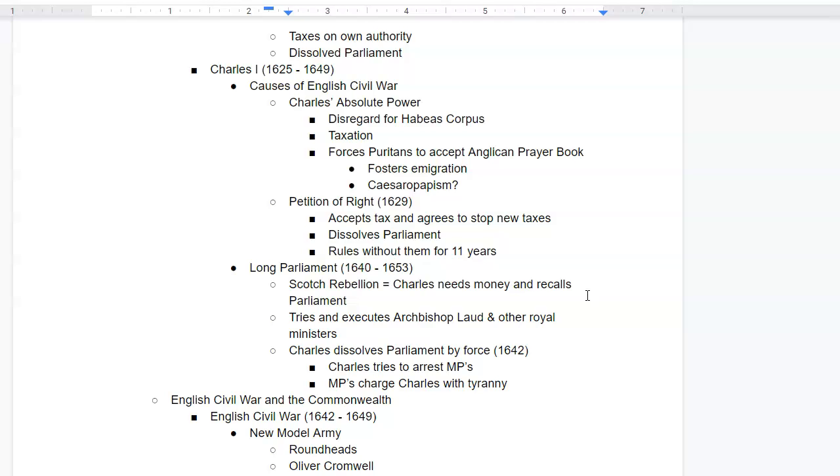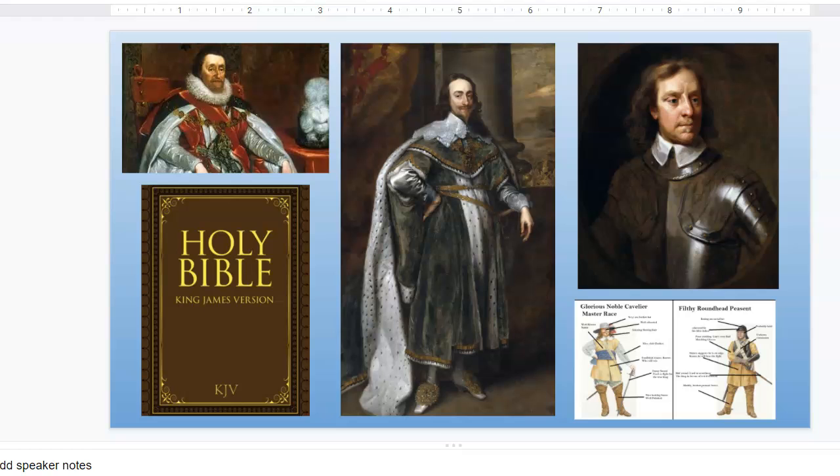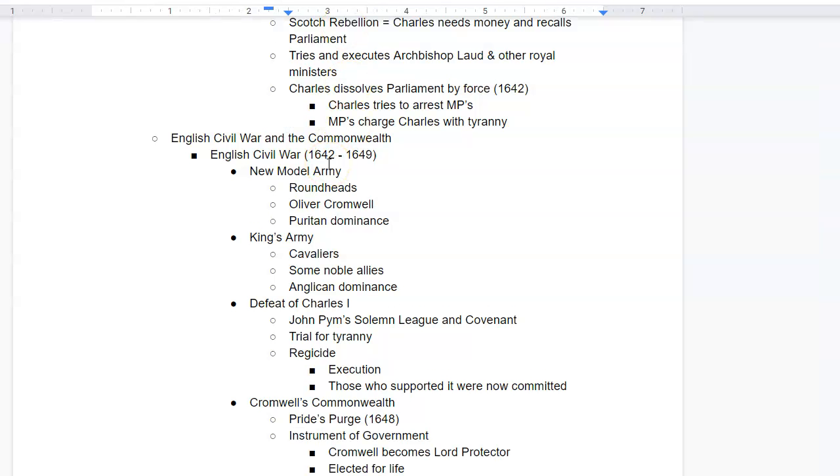So finally, he sends troops in to arrest certain leaders who are the MPs, or members of Parliament, and he tries to dissolve them by force. They had heard about this plot to arrest them, and so they escape and flee the capital, and they accuse him of tyranny or unjust rule. The leader, increasingly, of the New Model Army, the Parliament Army, the Roundheads, is Oliver Cromwell, who's pictured here. And we see the two sides.